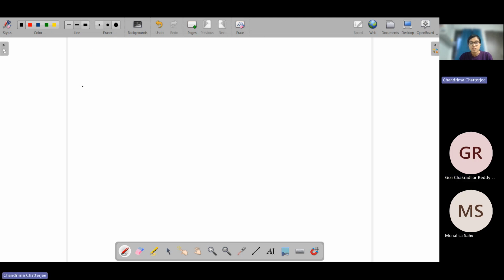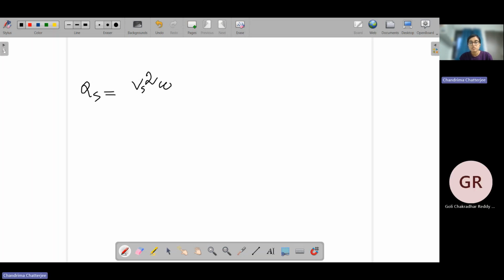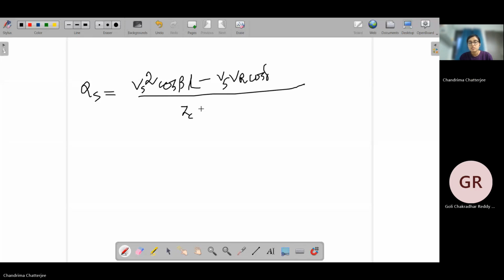Yeah. So for the sending end reactive power, the expression is V squared cos beta L minus VS VR cos delta by ZC sin beta L. That would be QS. You will have to find out the value.